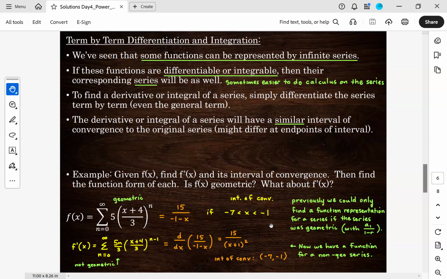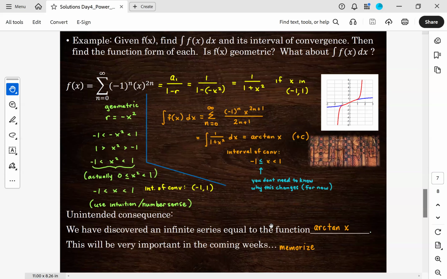And I think that's good for this slide. We'll go on to the next. I think we have one more example. And this time, we're going to take an integral of a series. So here I have an f of x equal to an infinite series. We have not seen this one before.